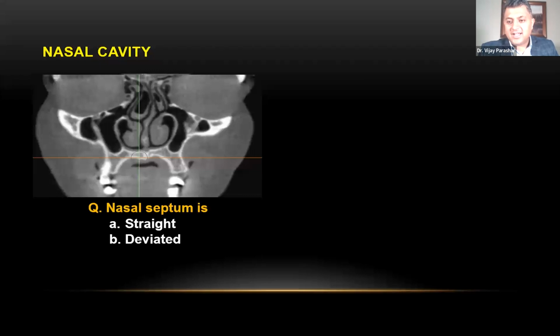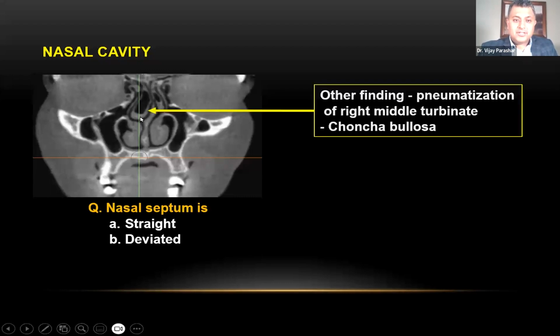Okay, amazing. We have a lot of doctors, Dr. Dixon, everybody's, yes, you are correct. This is deviated. In addition, there's one more finding. Unlike the previous scan that I showed you, the middle meatus here appears to have pneumatization, which is a fancy word that it is filled with air. So here we have pneumatization of middle meatus.